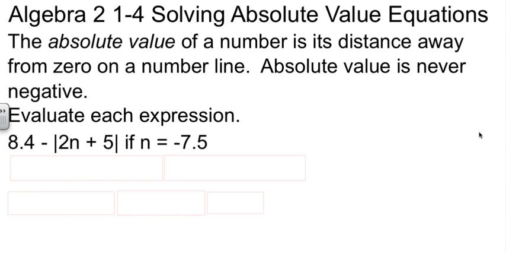This is Algebra 2, Chapter 1, Section 4, in which we will be solving absolute value equations. Well, to do that, we need to remind ourselves what absolute value is. The absolute value of a number is how far it is away from zero on a number line. It's a measure of distance, and distance is never negative. So the absolute value of something cannot be negative.